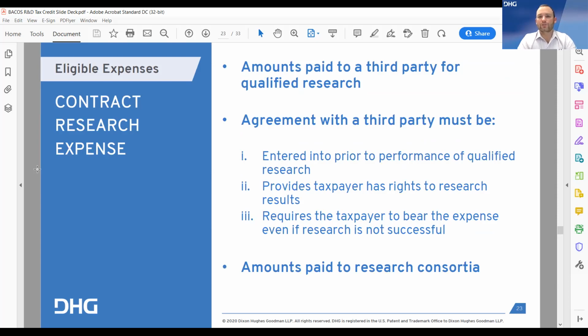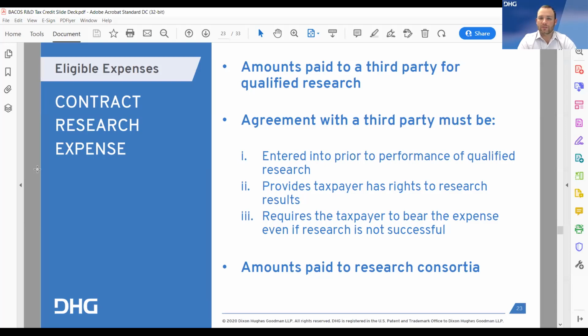And then going back to contract research expenses. Again, this is going to be for similar qualified activities as to what an employee is doing, except it's for a non-employee. This does require three criteria to be satisfied. One is that there's an agreement entered into prior to the research being done. This can either be written or verbal. The second one is that you as the taxpayer have to have rights to the research results once the research is concluded.